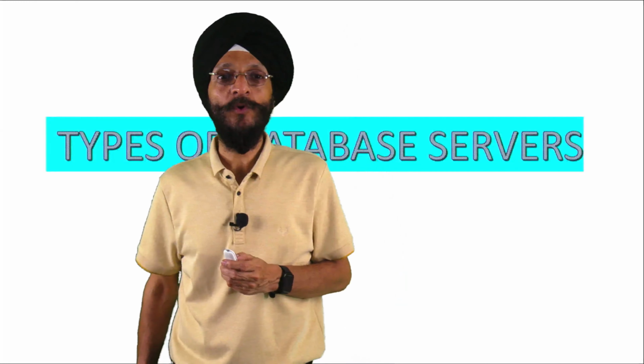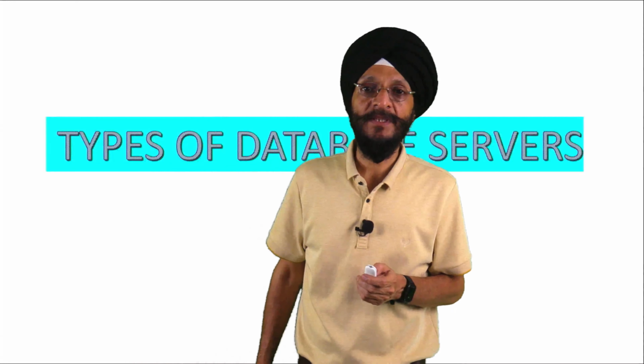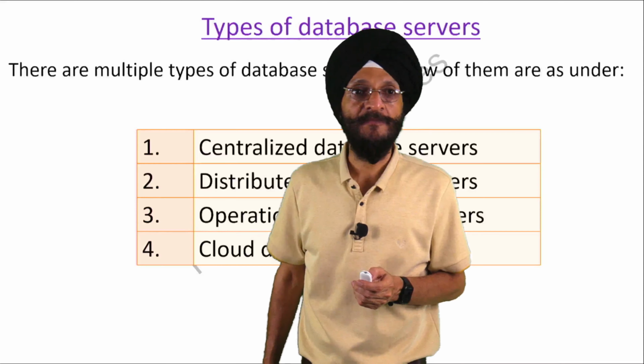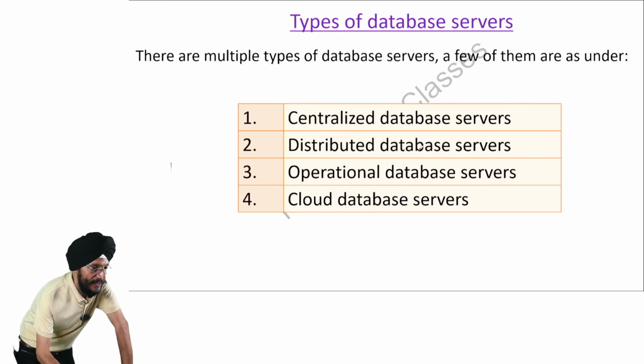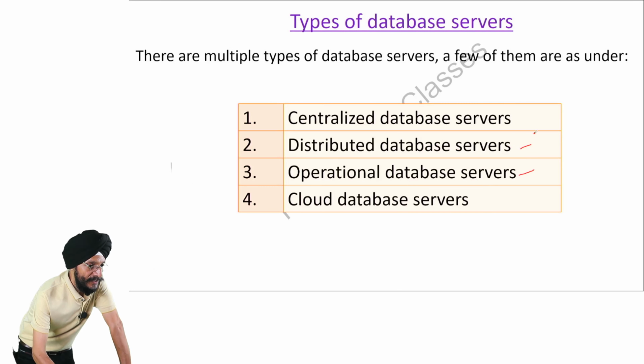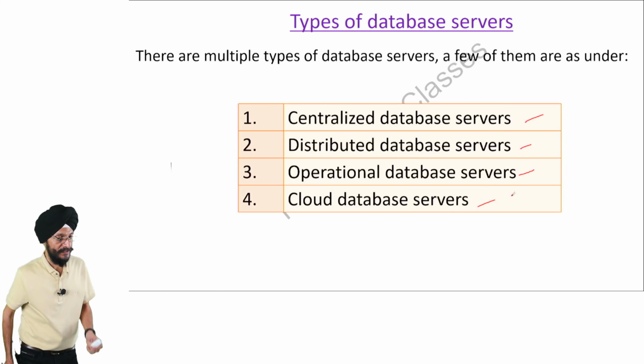Now the topic before us is types of database servers. There are multiple types of database servers. We will discuss a few of them. First is centralized database servers, then distributed database servers, operational database servers, and cloud based.